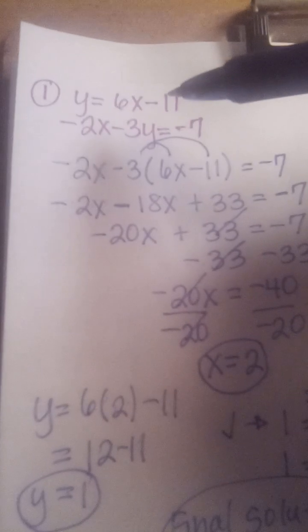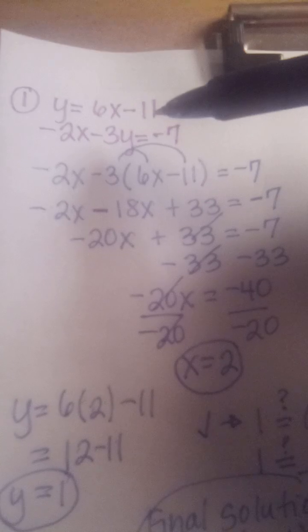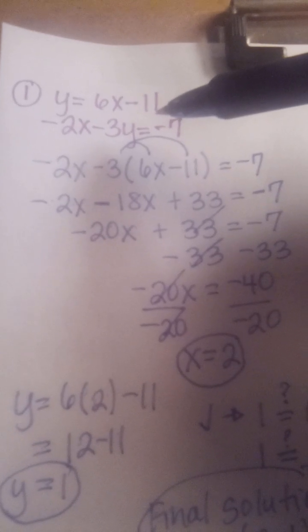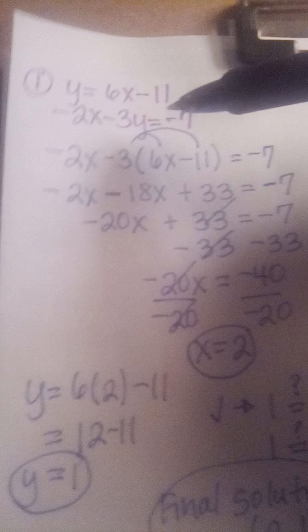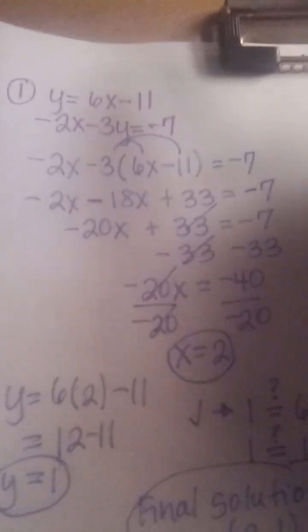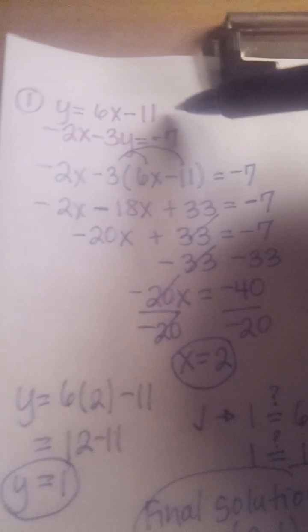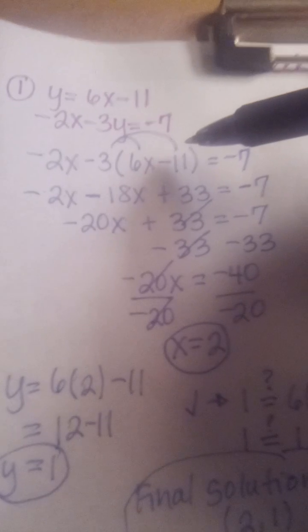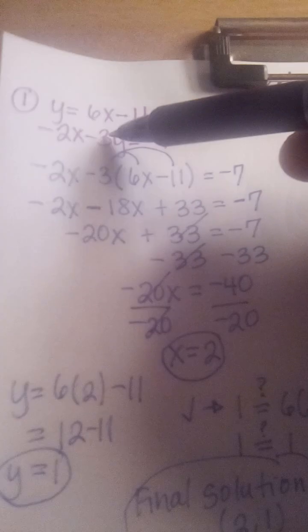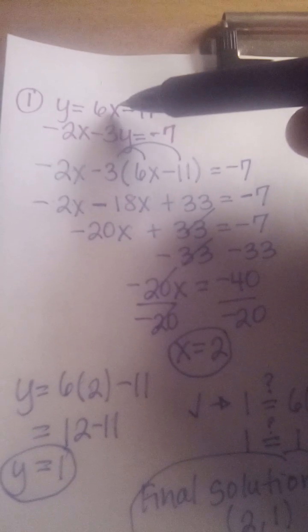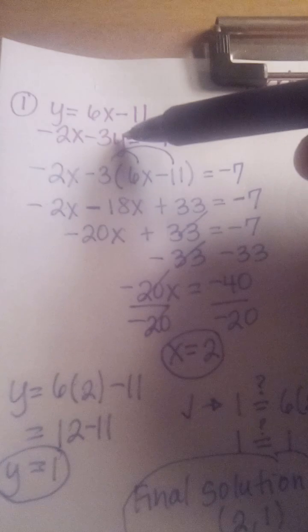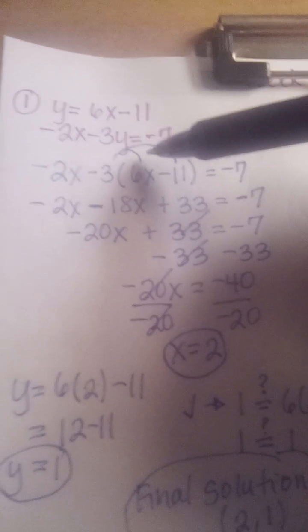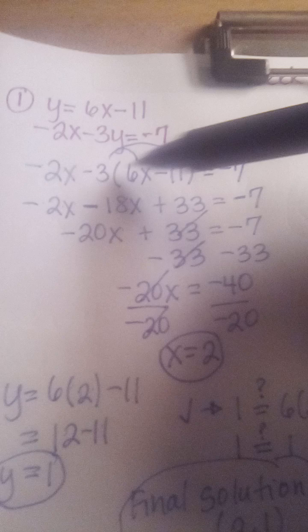Let's begin. All right, I will explain this very carefully. Number 1, we have y equals 6x minus 11. The bottom equation, negative 2 minus 3x equals negative 7. As you can see here, the y is given to us already. That eliminates some of the work. So by looking at the second equation, we could substitute the 6x minus 11 for y in the second part. So you can see right here.